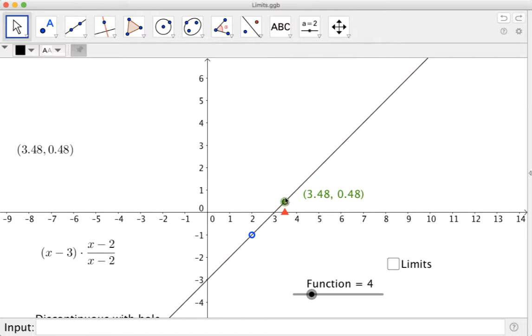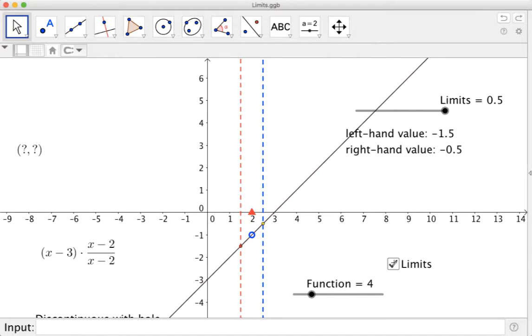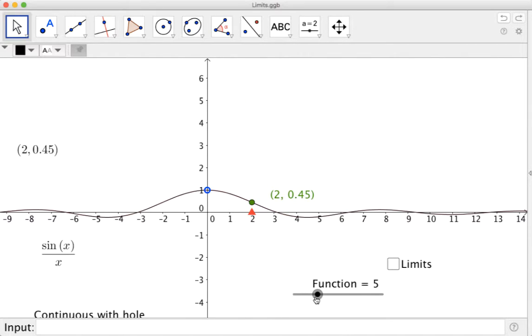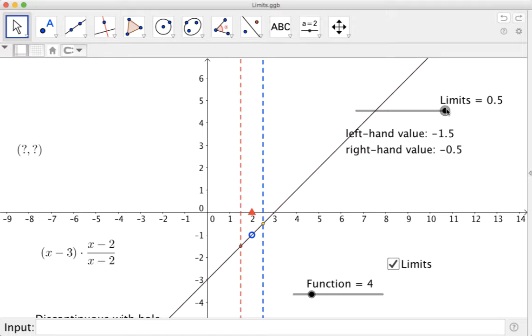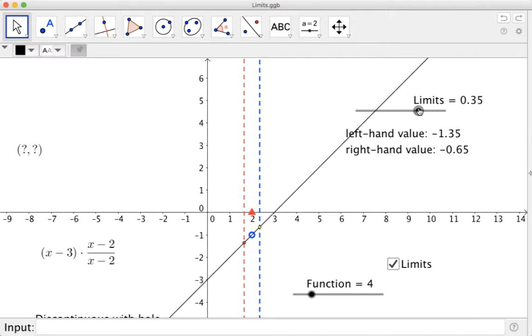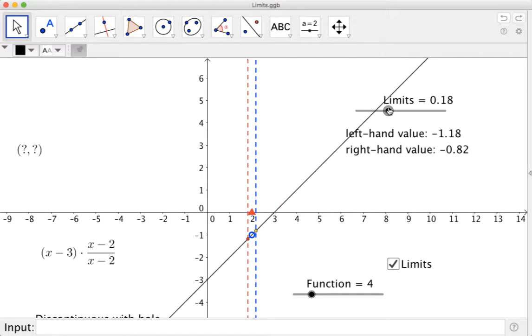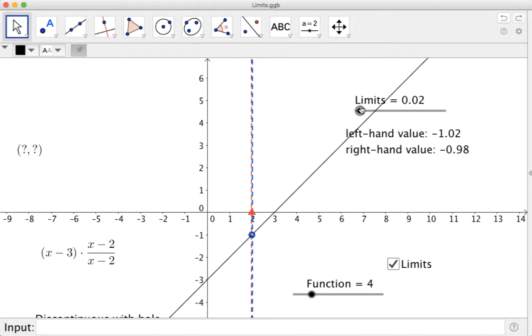Okay, so here's a function that looks exactly like the line y is equal to x minus 3, except that it has a hole at x is equal to 2. So the function is defined everywhere except at x is equal to 2. The limits, on the other hand, as x approaches positive 2, we can see that the limits are approaching negative 1. And so this function does have a limit at x is equal to 2, even though it's not defined at x is equal to 2.